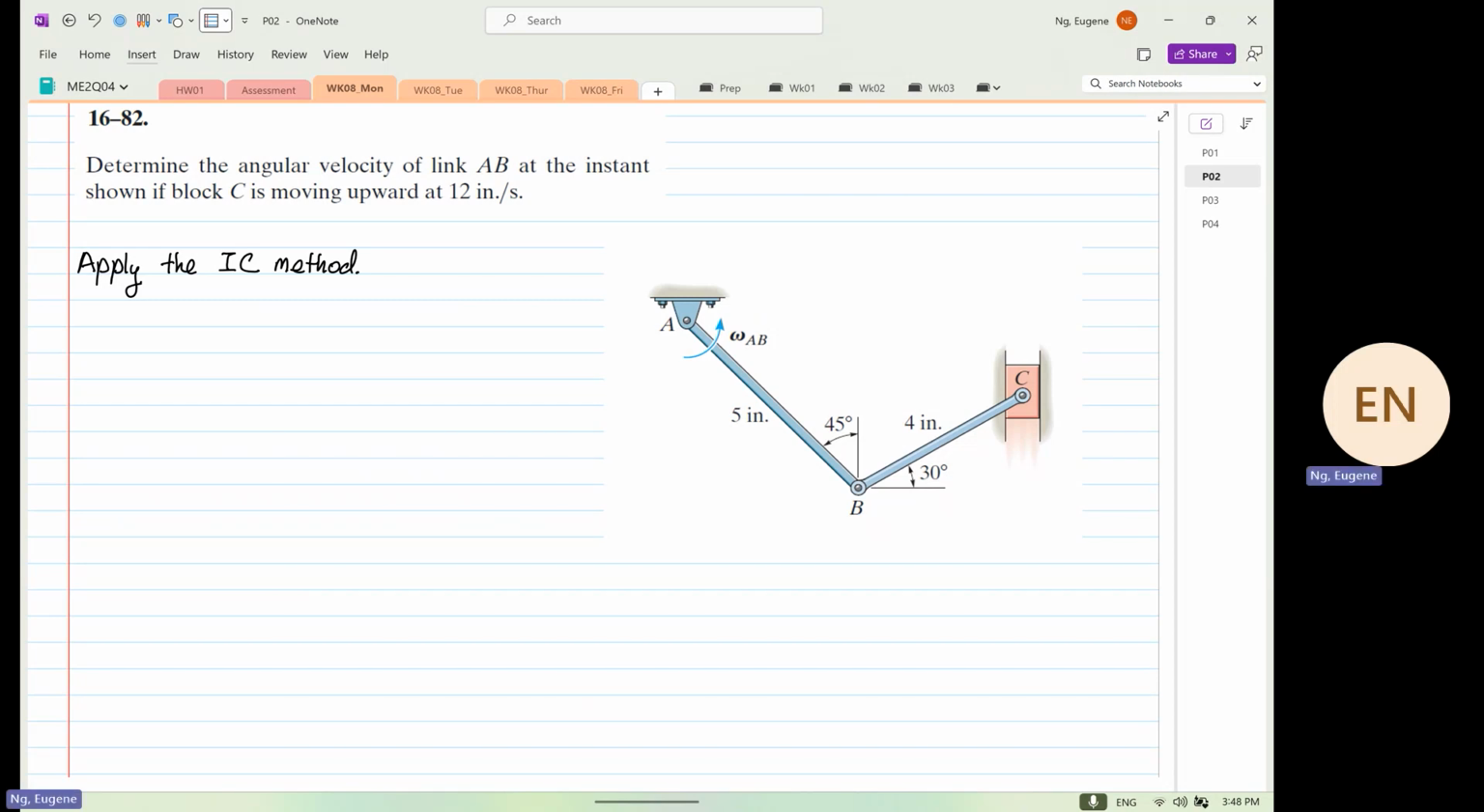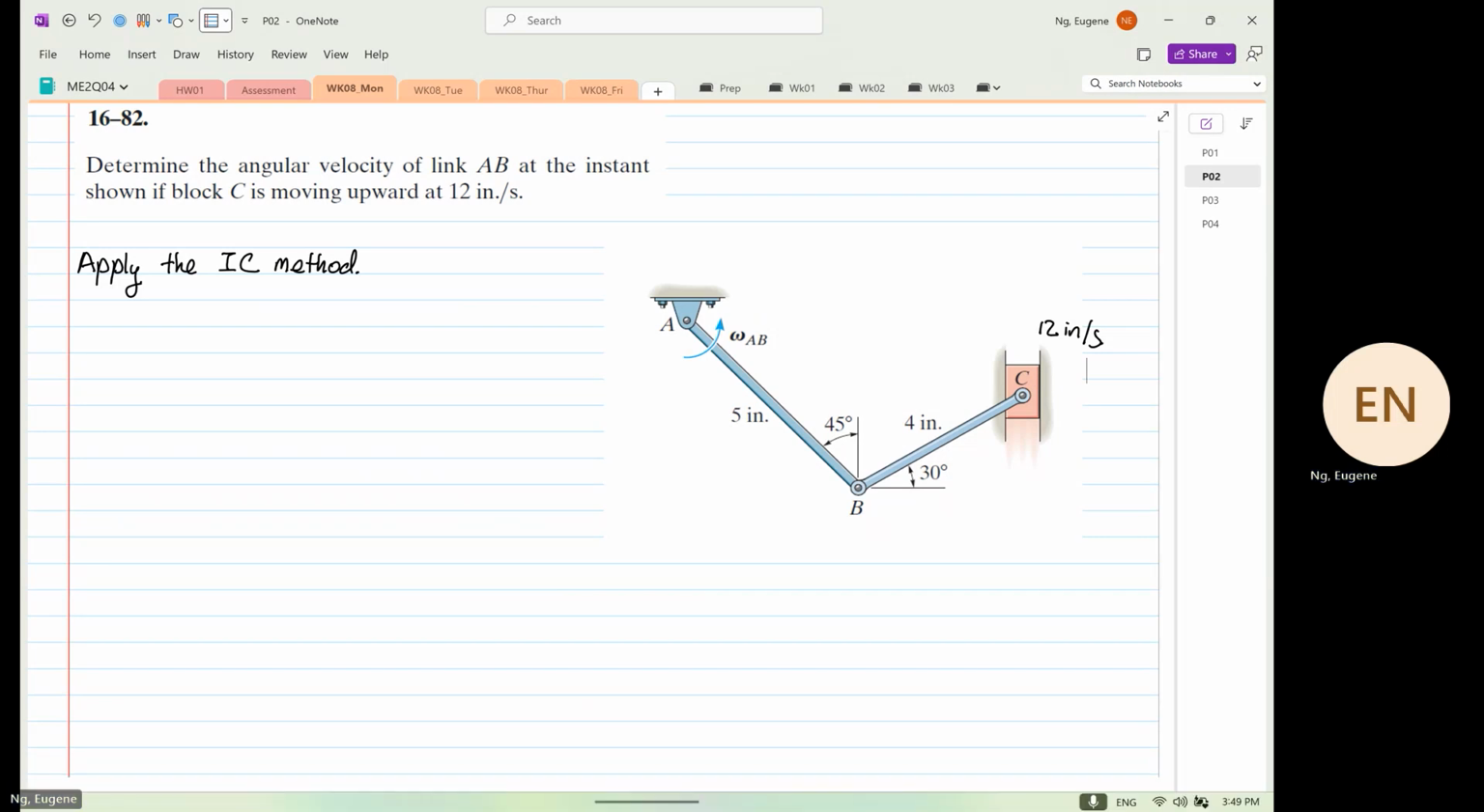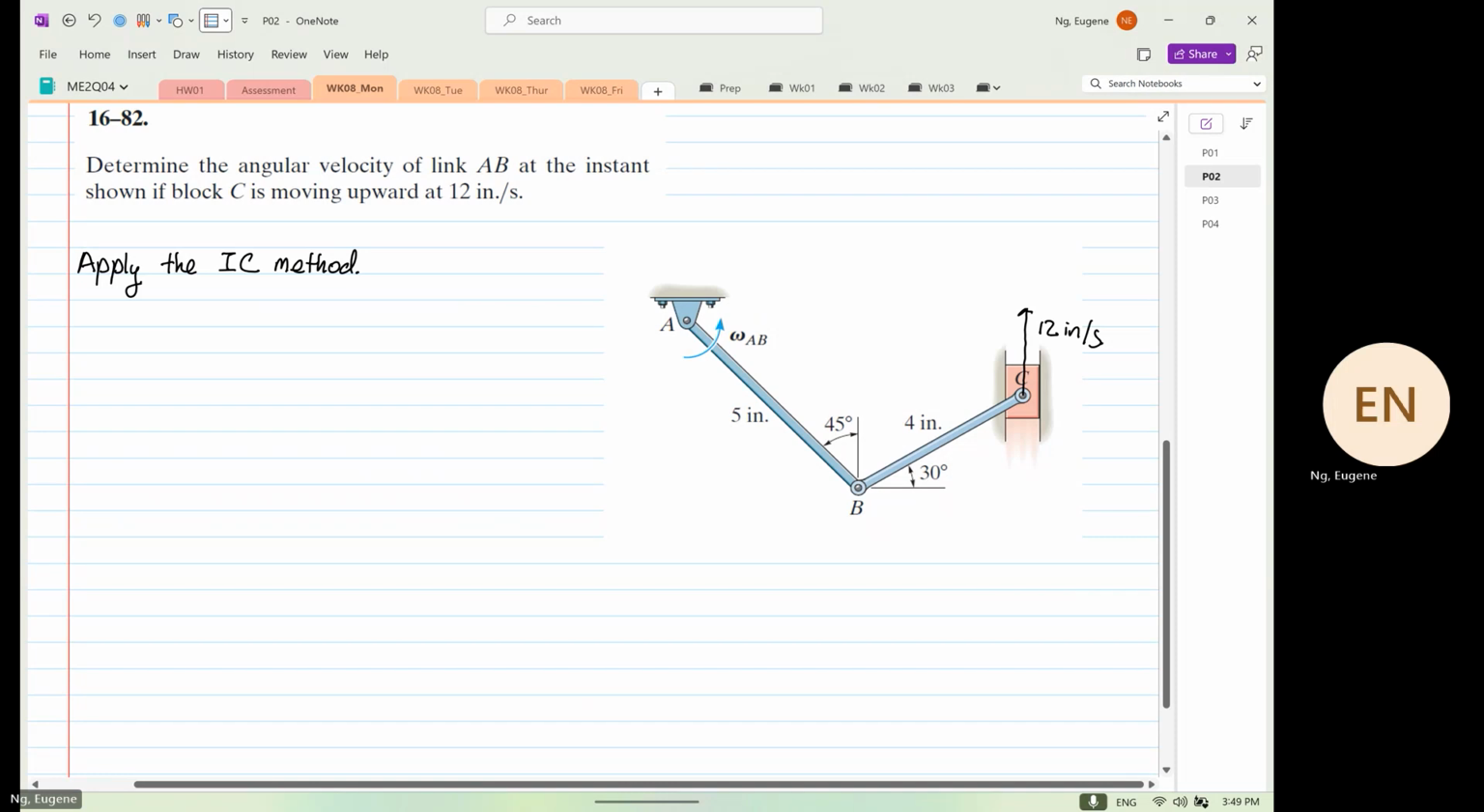So given to us is that block C is moving upwards by 12 inches per second. Okay, so we know that. So I'm going to construct the velocity vectors first. We know that this is going up by 12 inches per second.